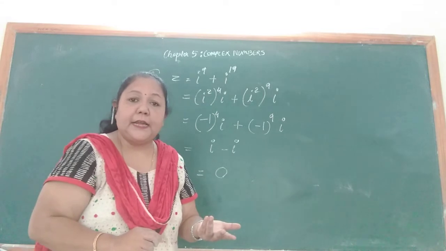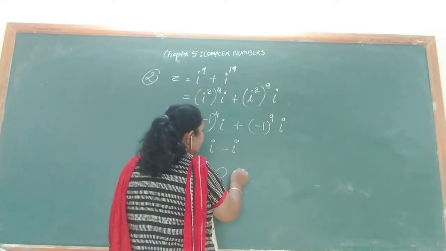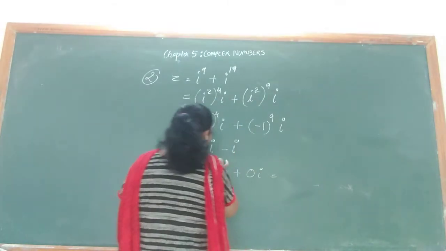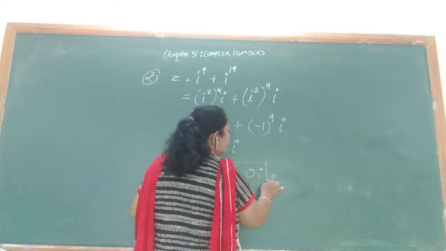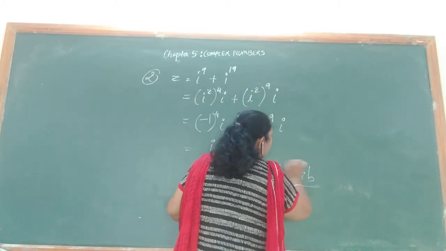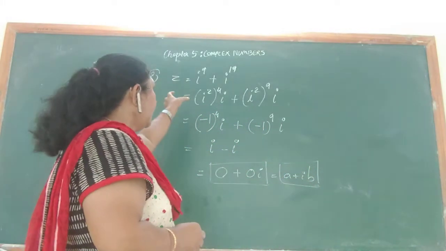But I wanted to write it in a plus ib form. So I write it as 0 plus 0i, which is in the a plus ib form. So what did I do?